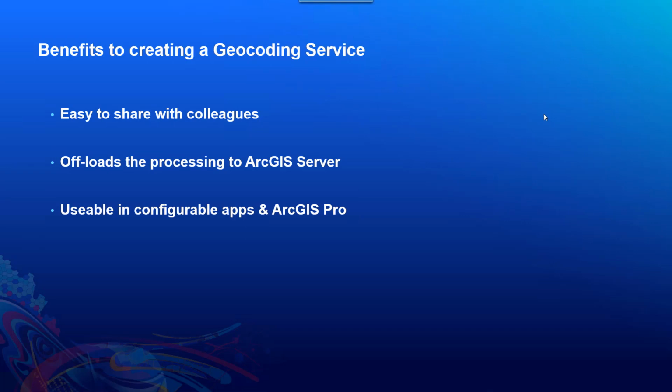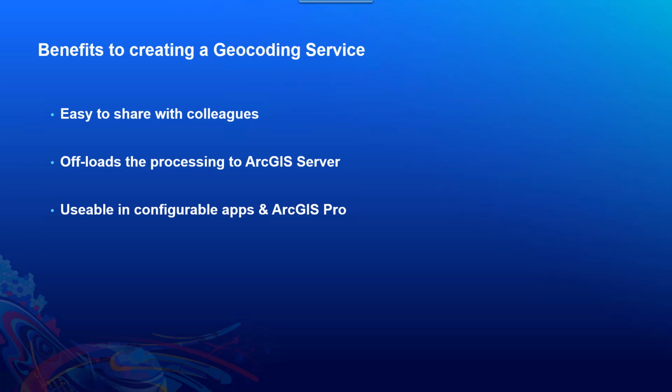So creating a service makes it easy to share a locator with colleagues. So once you publish a service to ArcGIS Server or ArcGIS Enterprise, there's a REST URL endpoint that you can point your colleagues at and say, hey, I have this locator stood up as a geocoding service. You can go check it out at this URL.